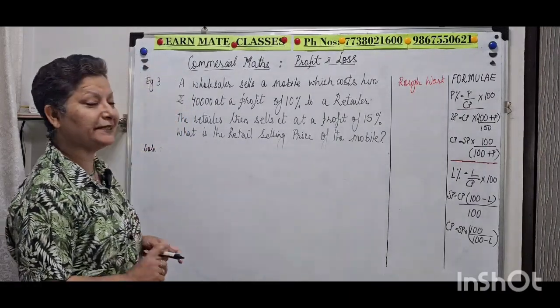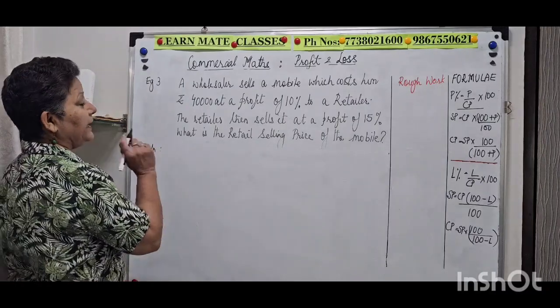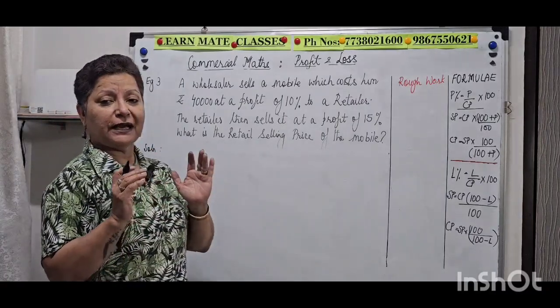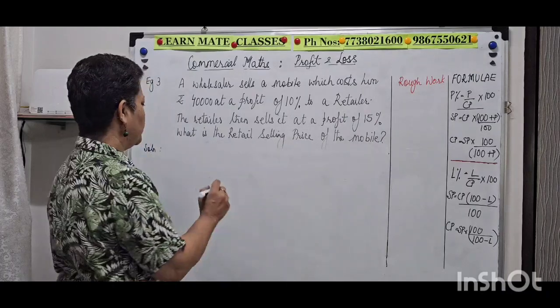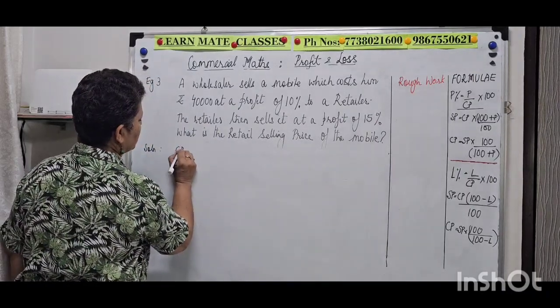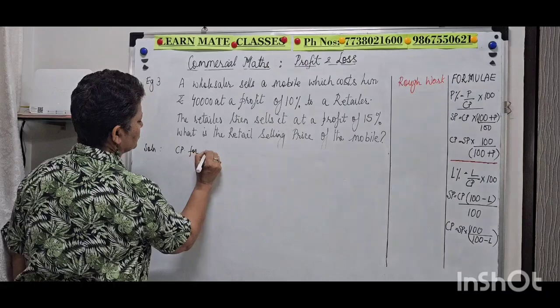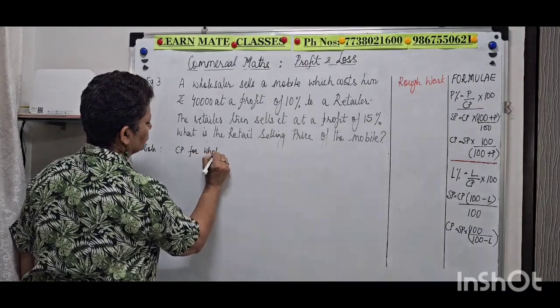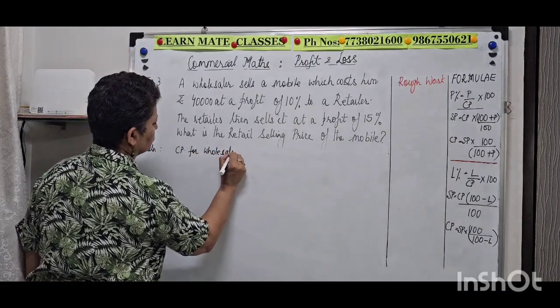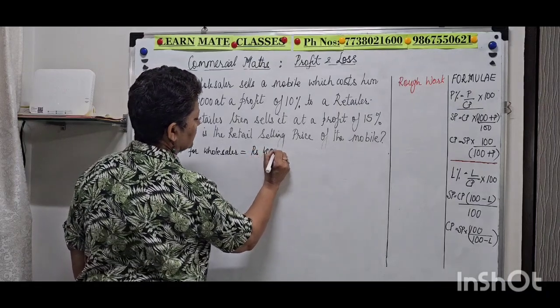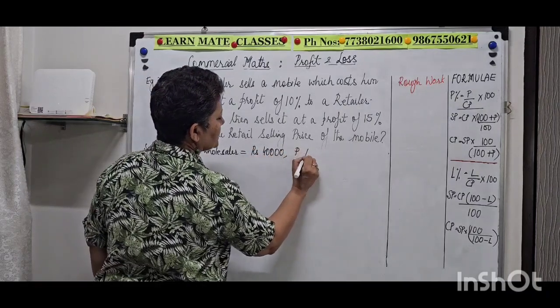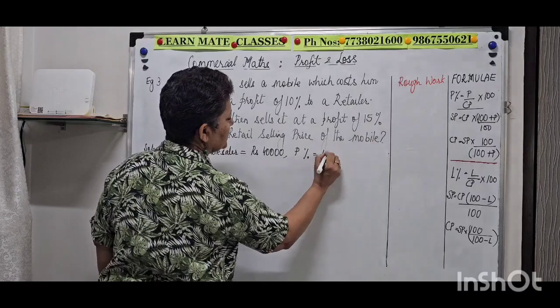So let's look at the second method. I go about it as two separate transactions. Let's see first the wholesaler. CP for wholesaler is rupees 40,000. Profit percent given to you is 10%.